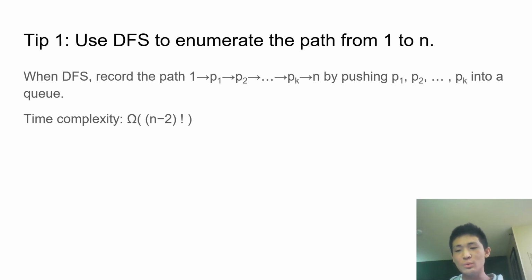The most efficient way to remember those edges is to record the nodes that you have passed through, which are P1, P2, and all the way to Pk. You can push those nodes into a queue to record them. This DFS has a time complexity of O((n-2)!) because k is at most n-2.